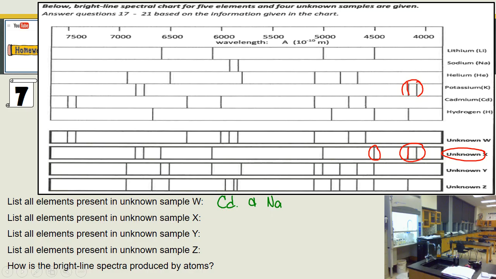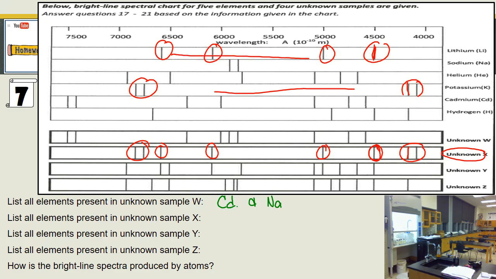Okie dokie. So now I'm going to go back to this one. Oh, instead of this one, maybe it's this guy here. Oh, that makes sense. Oh, good, and these two match. Good, good, good. And this one here matches up here. And this one here matches here. And these two match here. So I have everybody in potassium. I have everybody in lithium. So there's definitely potassium and lithium.